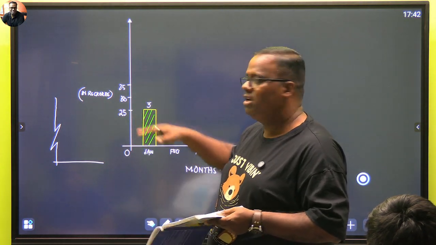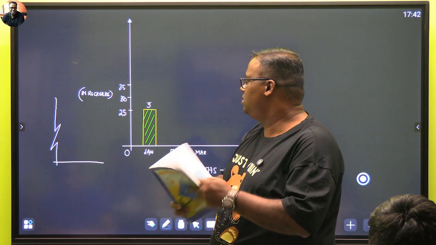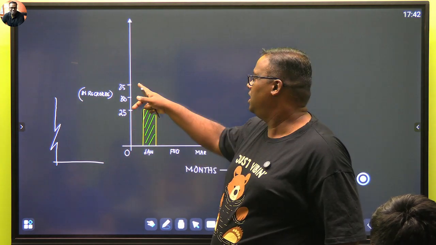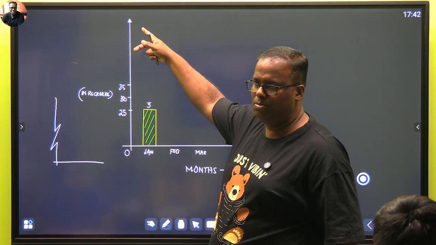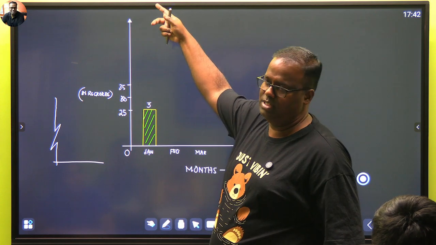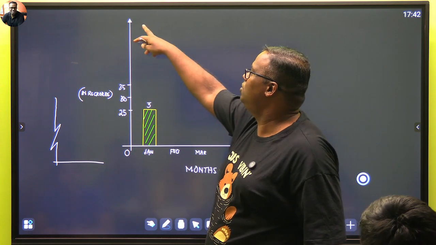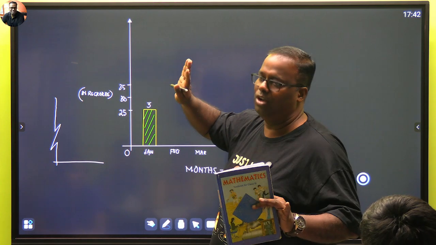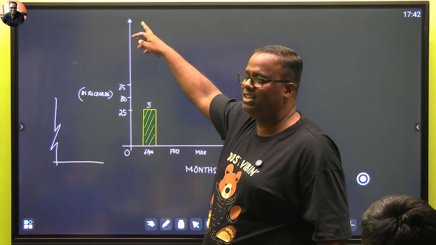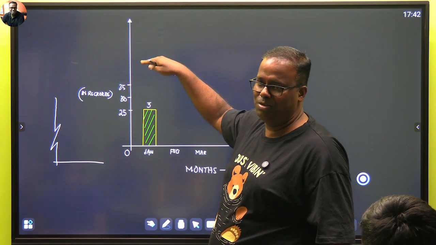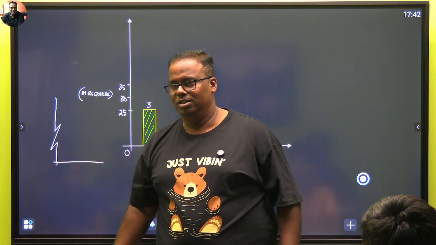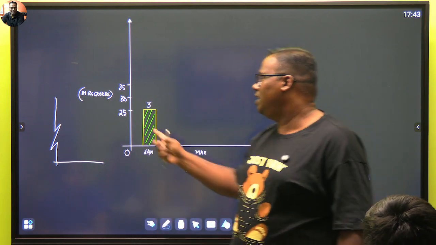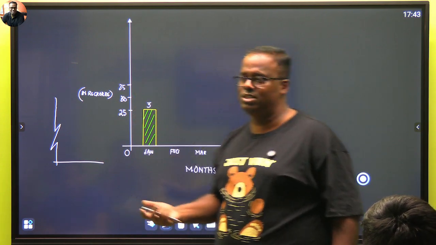Or you can make up to 20, right? 2 divisions you can take as 5, 10, 15, 20. 20 is your maximum data, so take up to 25. The graph is not wrong otherwise, but the graph should not be at the tip of the axis. Graph should be a little bit below the axis, then it looks good. So scaling and how you number is your discretion.